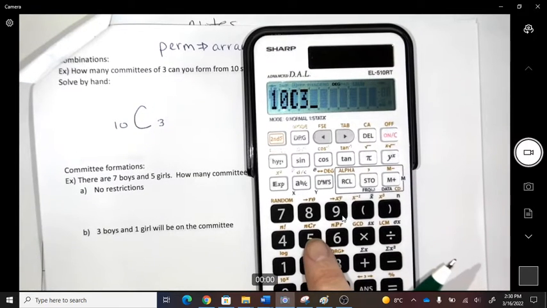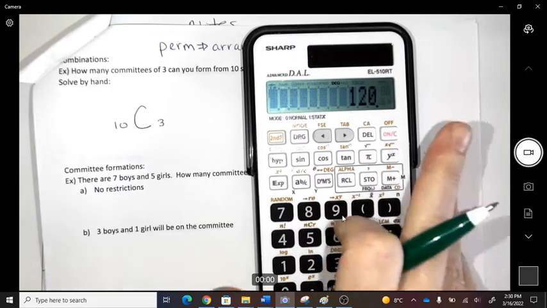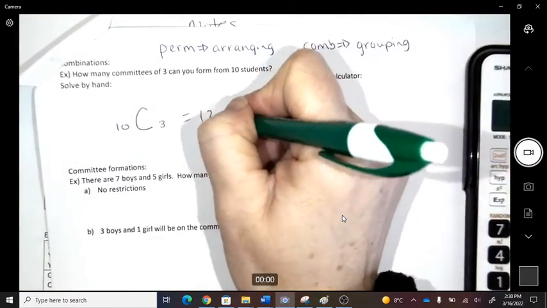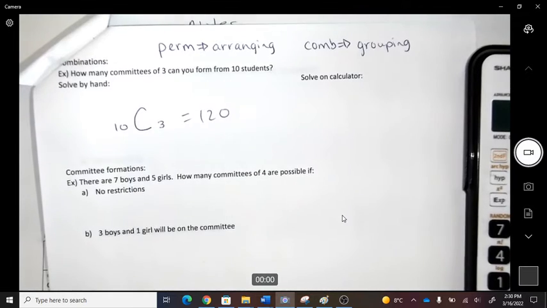So remember that button is called the nCr. You have to type the 10 and then the button and then the 3. So there's 120 different groups. So in this class, it's like me saying, hey, I could take Keegan, Jim, and Jenny with me. Oh, I could take Keegan, Trevor, and Cassie with me, right? There's 120 different ways I can take three people.